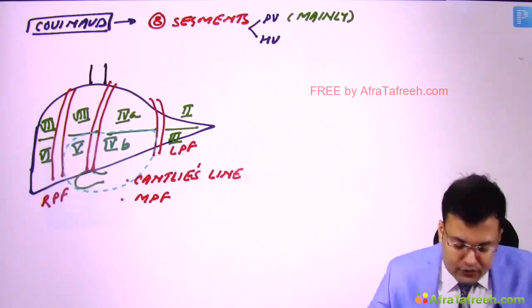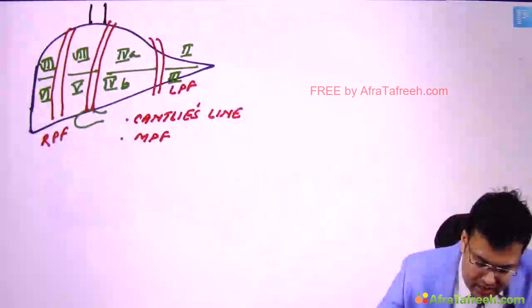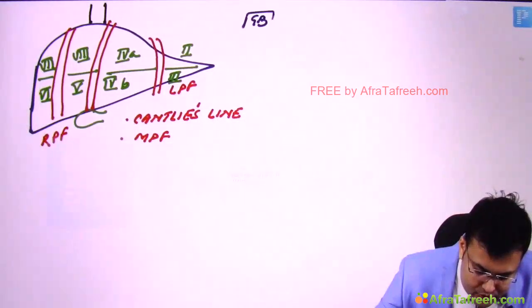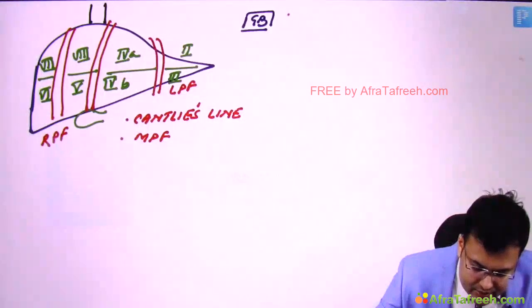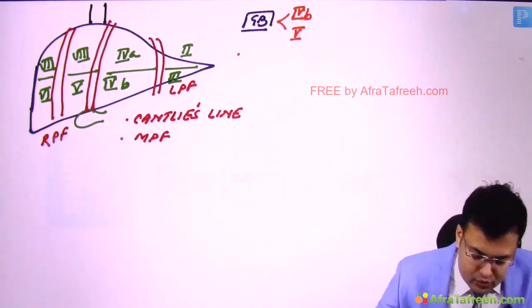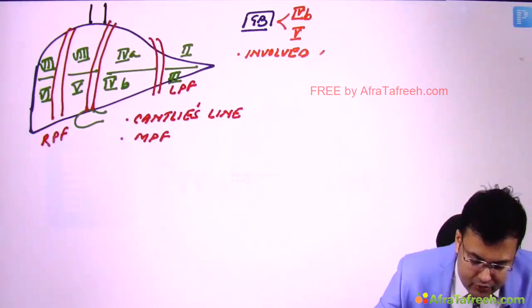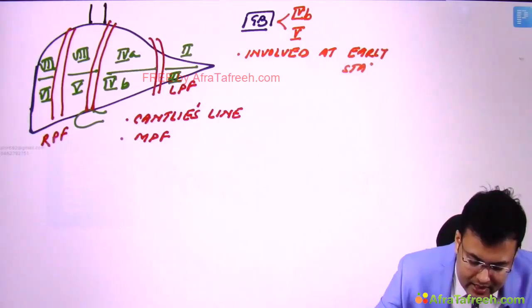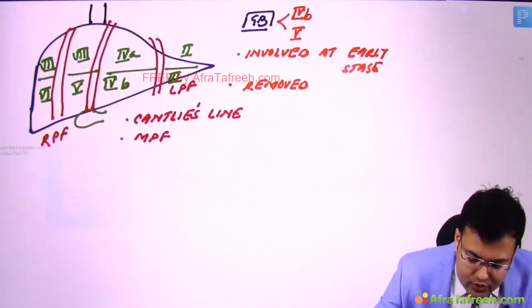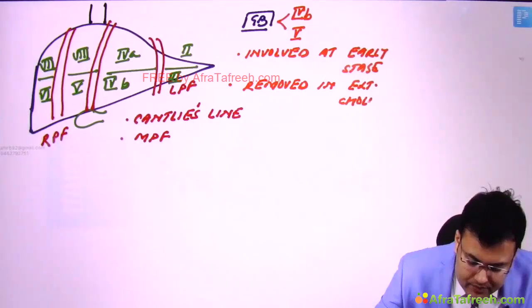4B and 5. So the first point related to the gallbladder is that it is in relation to two segments of the liver, and that's 4B and 5. These two segments are involved at an early stage. Clear? And they are removed routinely in extended cholecystectomy. Clear?